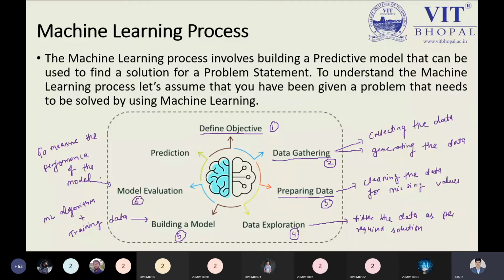Now let us understand the prediction. After evaluating the model, let me predict what I'm getting. If, after evaluating, my model is providing 85% accuracy, let me predict whether it is providing a better result or not. The prediction can be done using the testing data. With the help of the testing data, I can check whether my model is giving useful information or not.